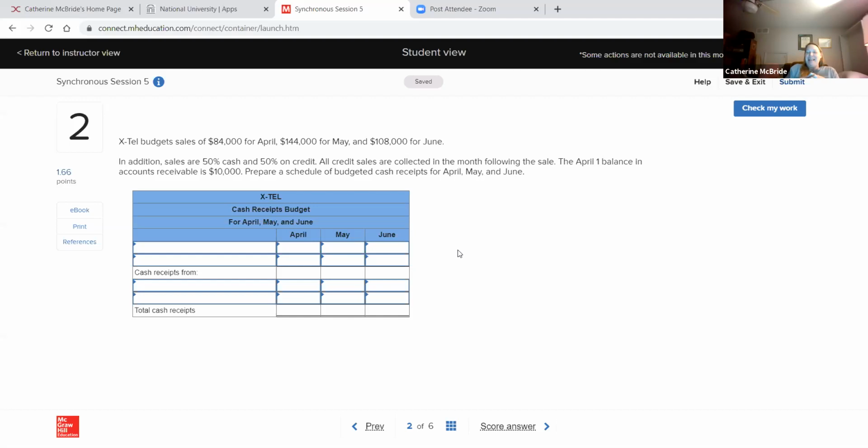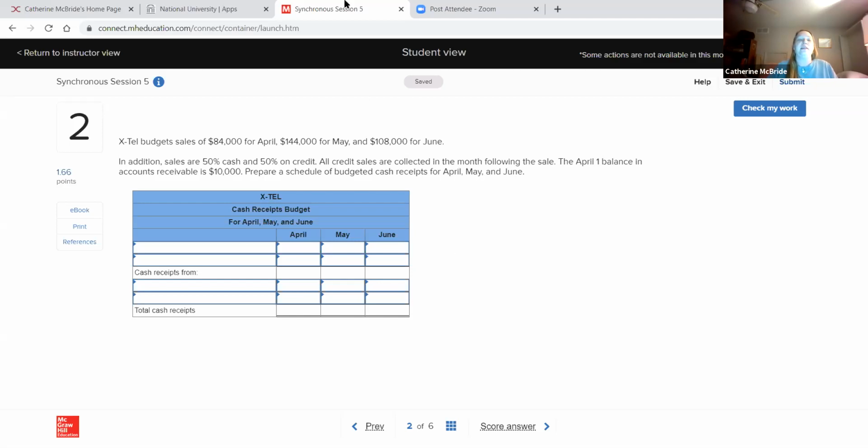When we sell on account, then the customer is going to pay us later. And so depending on what those terms are, when we're looking at when is the cash going to come in, that's what we're doing with the cash budget.